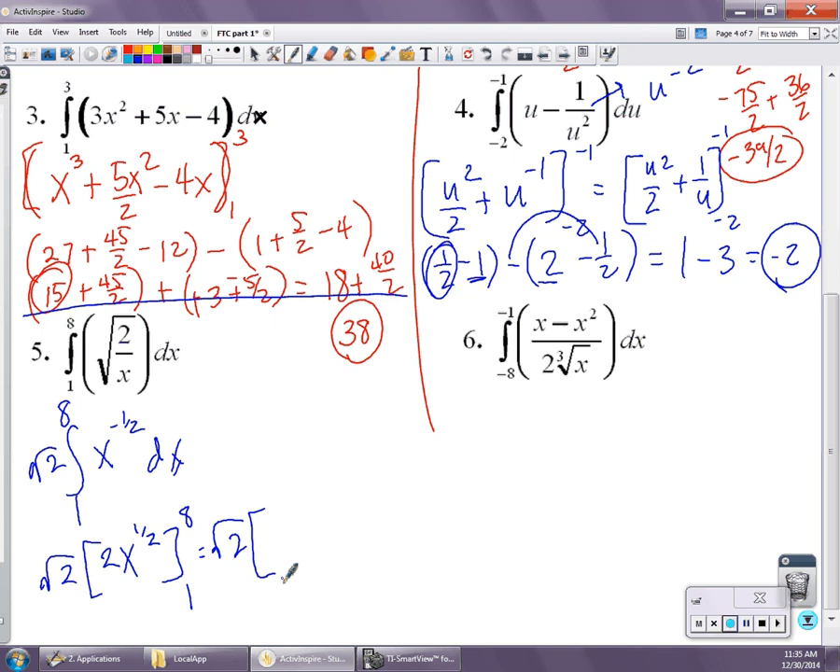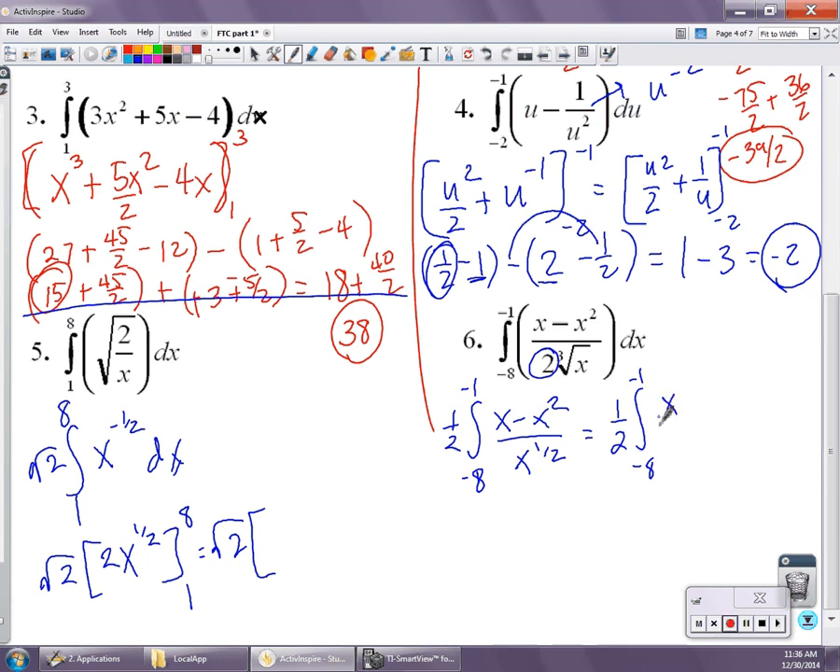And lastly, in number 6, the big deal here is I'm going to take the 1/2 out front and get it out of my way. I'll have x minus x squared over x to the 1/2 power. This is just a lot of algebra from negative 8 to negative 1. That'll be 1/2. Notice I'm doing a lot of preliminary work before I even try to apply the fundamental theorem of calculus.